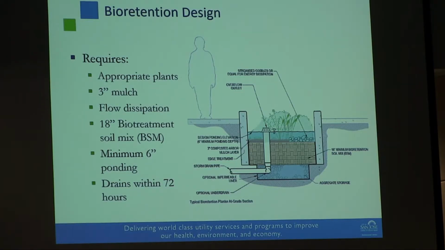All these systems also require 3 inches of compost and arbor mulch to help improve soil health, prevent erosion, retain moisture, suppress weeds, and help filter out pollutants. And then cobble or another measure of flow dissipation is needed at all inlets, downspouts, and overflows to prevent erosion and help capture sediment when it comes into the system, and to also capture litter.